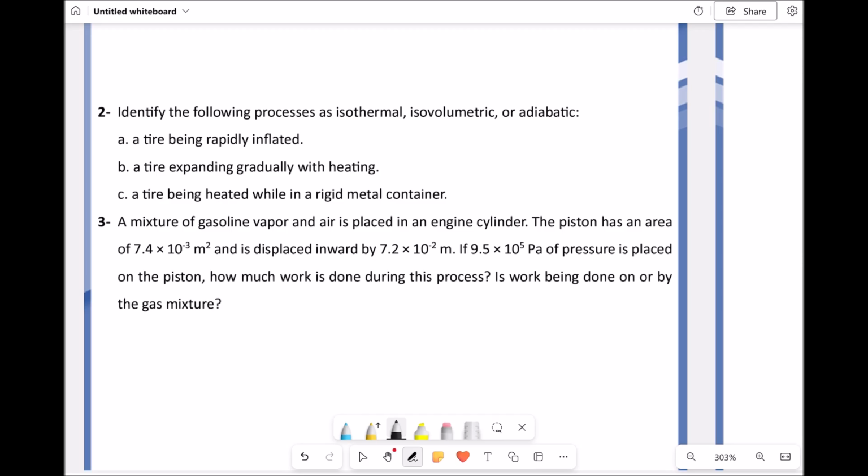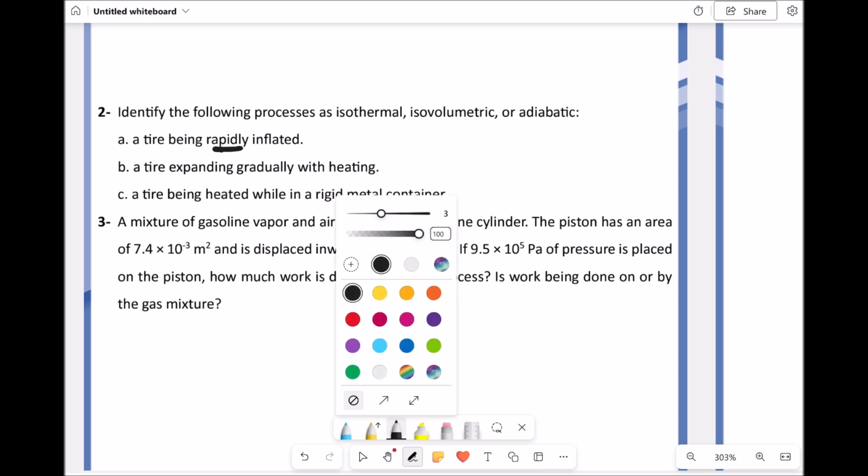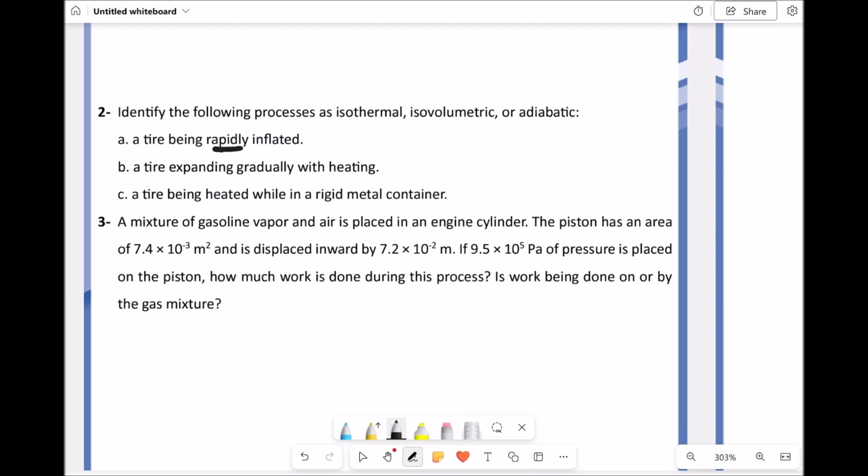Identify the following processes as isothermal, isovolumetric, or adiabatic. So first of all, we have a tire being inflated. A tire being rapidly inflated. So you have the word rapidly. So this is going to be what? This is going to be, sorry, this is going to be adiabatic because we have the word rapidly.